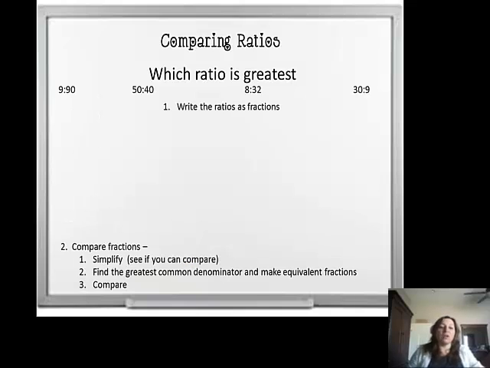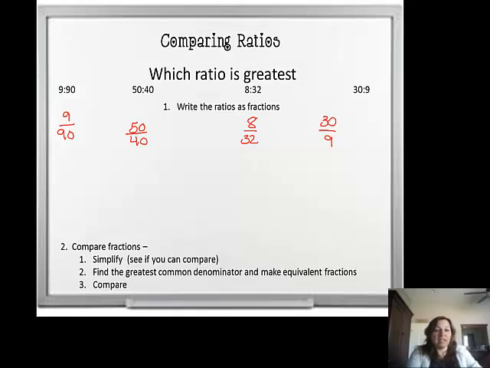Okay, so step 1 is write these ratios as fractions. So we have 9 over 90, and 50 over 40, and 8 over 32, and 30 over 9. Step 2 says go ahead and simplify. Let's take a look and see if we can simplify these fractions down.